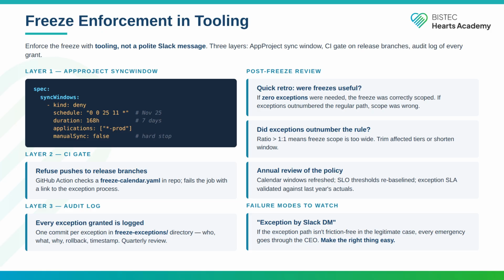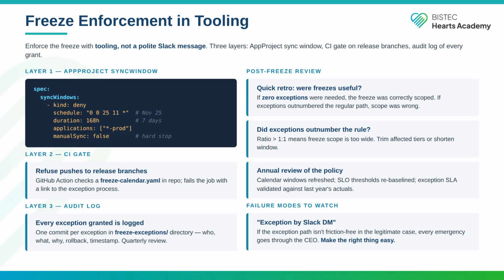Layer 2, CI gate. A GitHub action checks a freeze calendar file in the repository. If the change targets a release branch during a freeze window, the CI job fails with a link to the exception process. The change author has to either delay the change or file the exception through the right channel. There is no path through CI during a freeze that does not go through the exception flow.